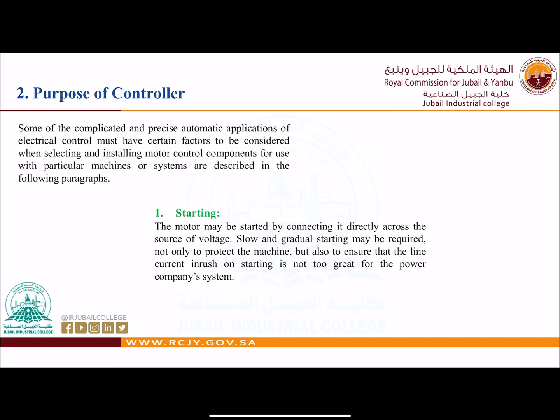Now, some of the complicated and precise automatic applications of electrical control must have certain factors. Those factors are very important for use with particular machines or systems and are described in the following paragraphs. Okay, first of all, which is starting. If we need to start a motor, we can connect it directly across the source of voltage. Slow and gradual starting may be required, not only to protect the machine, but also to ensure that the line current inrush on starting is not too great.